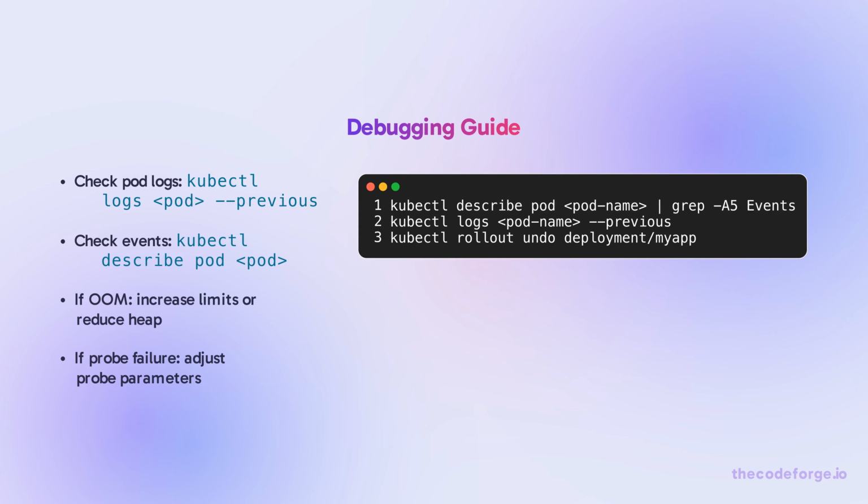When things go wrong, start with these commands. Check pod logs and events to diagnose the issue. If OOM-Killed, increase memory limits or reduce heap size. If liveness probe failing, check the health endpoint and adjust probe parameters.